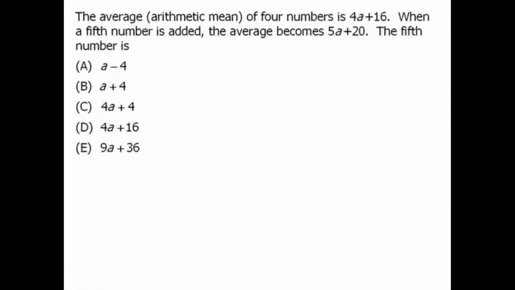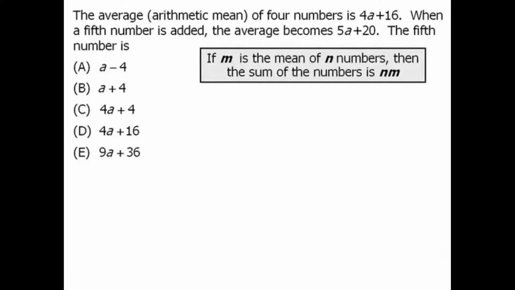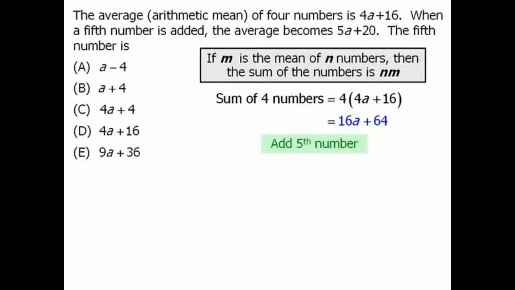To begin, we're told that the average of 4 numbers is 4a plus 16. So we can use this rule to determine that the sum of those 4 numbers will be equal to 4 times the average of those 4 numbers. Then we add a 5th number and the average changes.